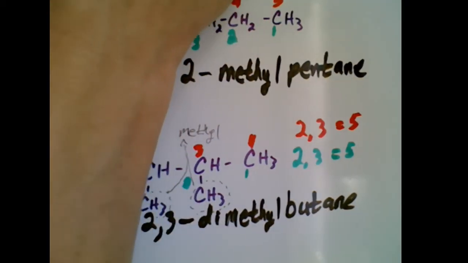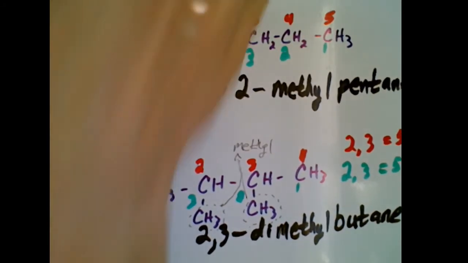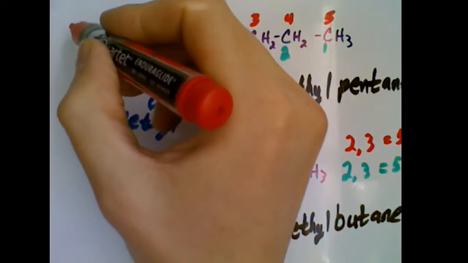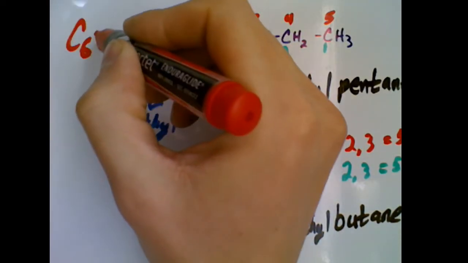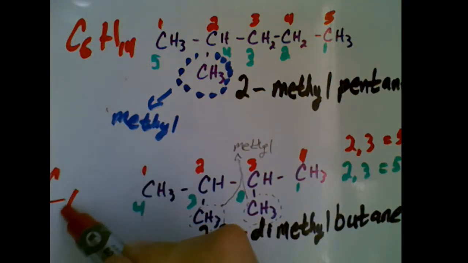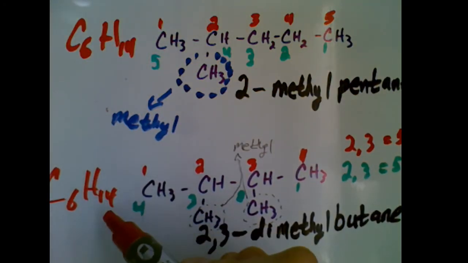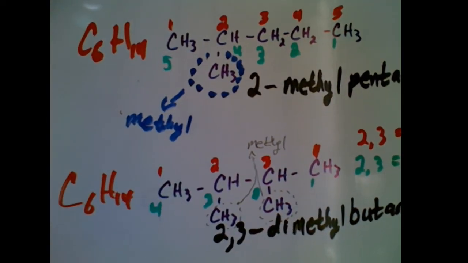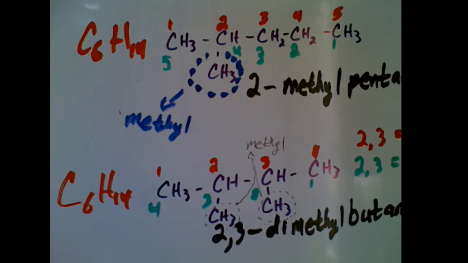But I also wanted to point out, if you were to do something right now, and I'm going to move my camera a little bit so I have more space, if we wanted to find the molecular formula for each of these, what you would find is that it is C6H14. And this one, C6H14. And if you watched my last video, you also know that hexane is C6H14.